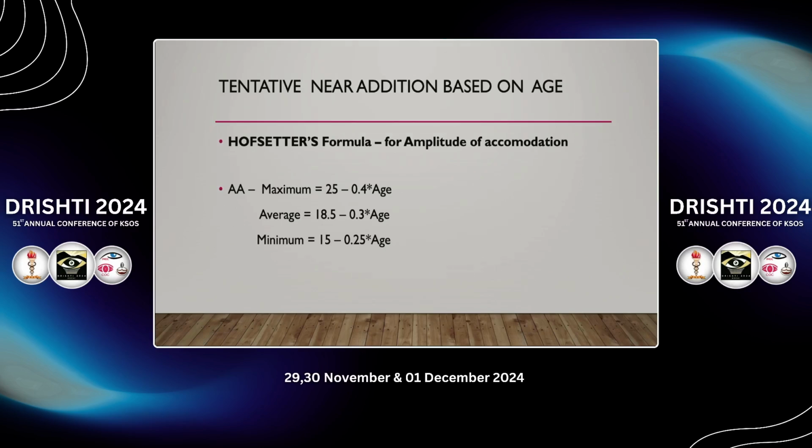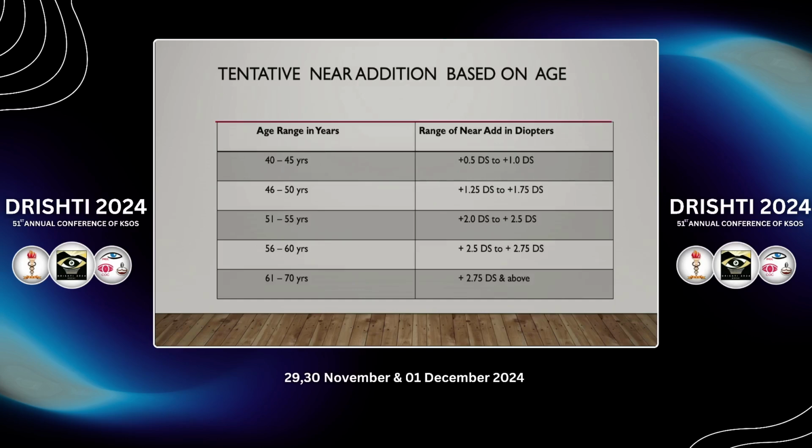Now, next is the tentative near add based on age, which is routinely being used in practice, and we use Hofstadter's formula to find the amplitude of accommodation at any age group. This is Hofstadter's formula, and this is the chart showing the tentative near add which is routinely practiced.